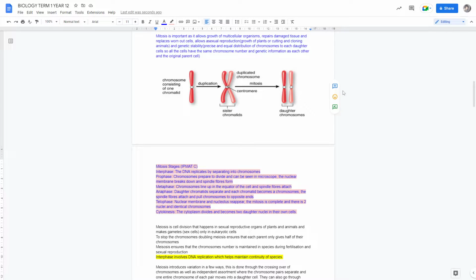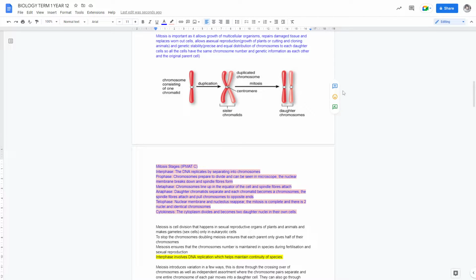Now what we're going to be looking at is why mitosis is important. First of all, mitosis is important as it allows the growth of multicellular organisms. If we didn't have mitosis, we wouldn't be able to get taller, get stronger, or gain bigger muscles.